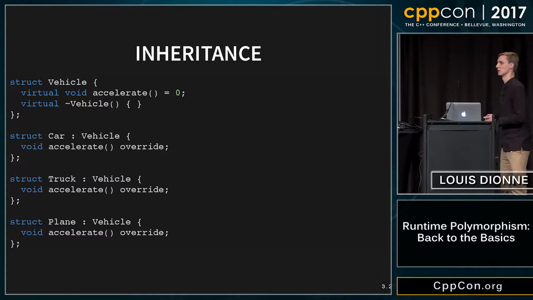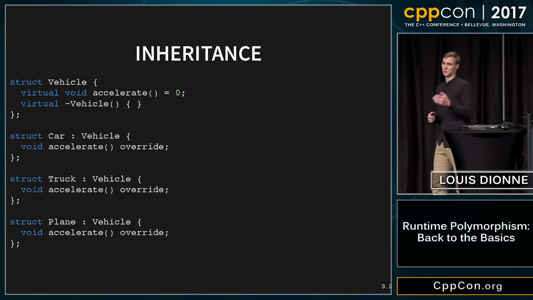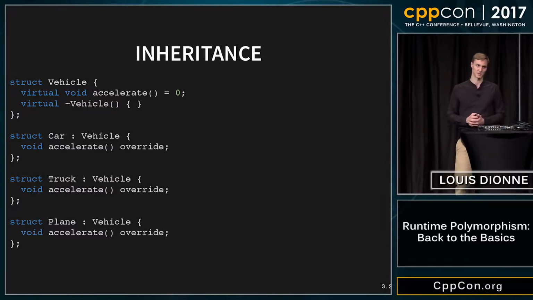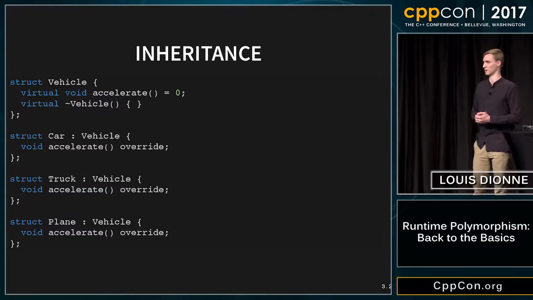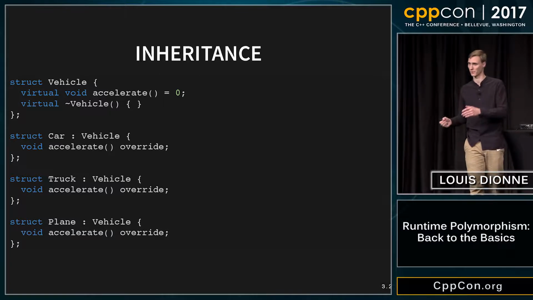We all know what it is. It's called inheritance. And the way it works, essentially, is that you have a base class, which defines the interface, and then you have derived classes, which derive from that base class. And they implement this interface in different ways. And they can have different representations. Like I could have different members in my derived classes and so on.